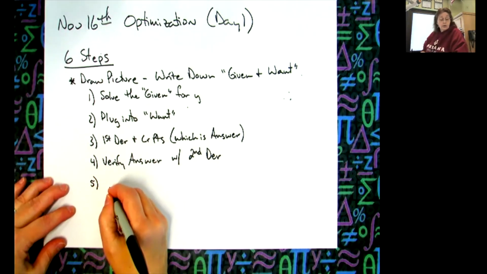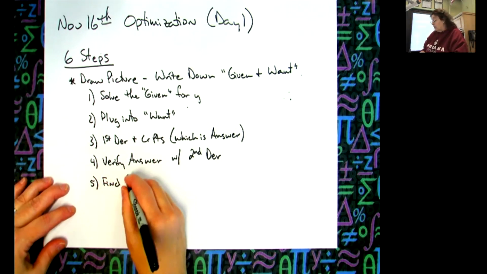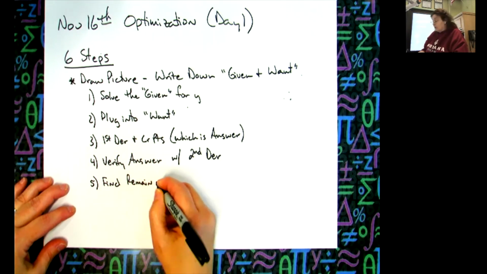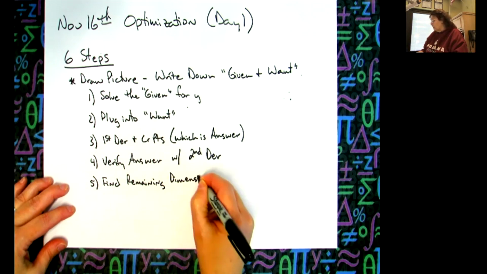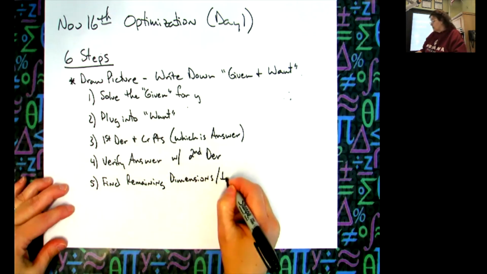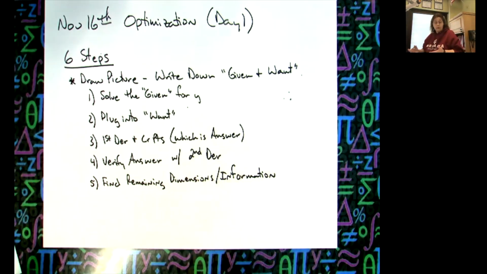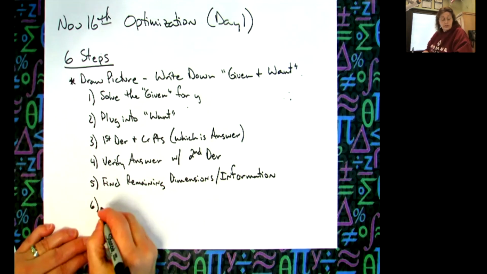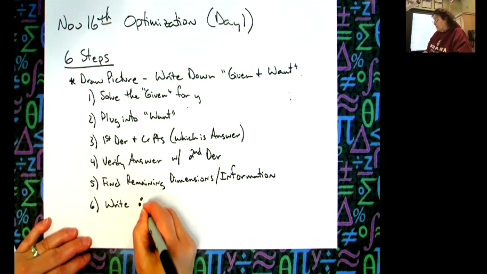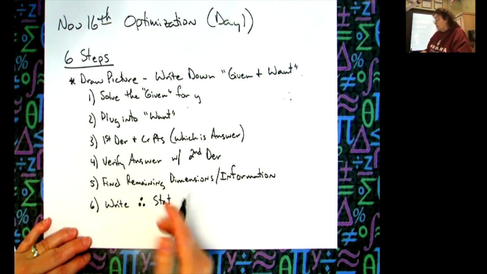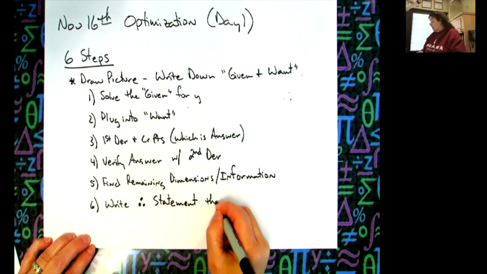Okay. Your step 5 then is going to be find any remaining dimensions, just whatever the problem is asking for. So it could ask for miscellaneous dimensions or information. You just want to definitely make sure that you are answering the question for whatever it asks for. All right. And then our 6th step is going to be to write your therefore statement. And I did that so I don't have to write it down. All right. Write a therefore statement that answers the question.